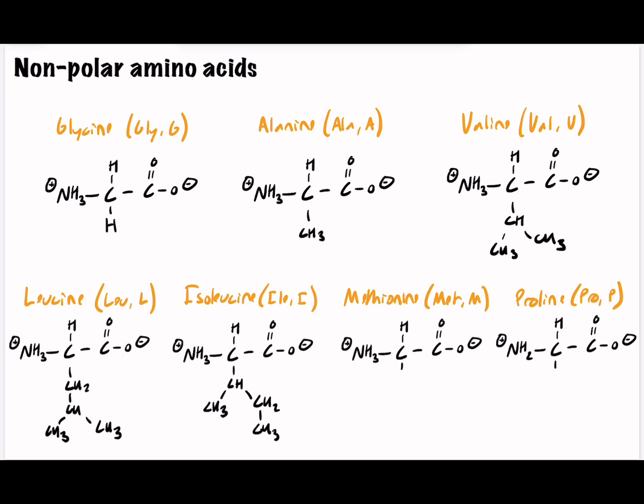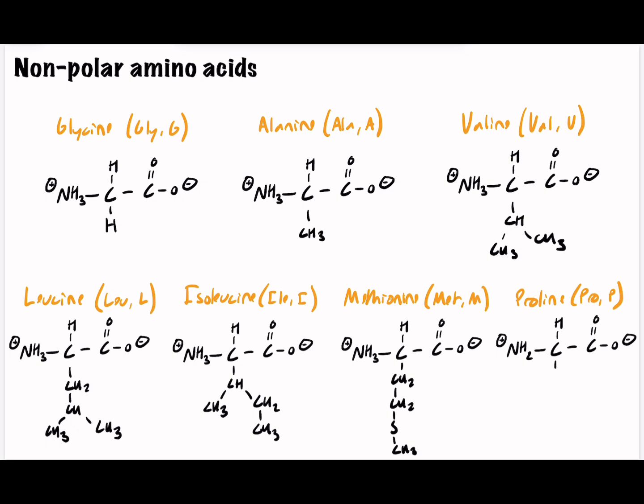And methionine is unique because, besides all the ones we've seen so far, which are just hydrocarbons, it does have a sulfur. So it's going to have two CH2s, but sulfur, and then a CH3. So it's unique because it has that sulfur right there on the third group after the alpha carbon.